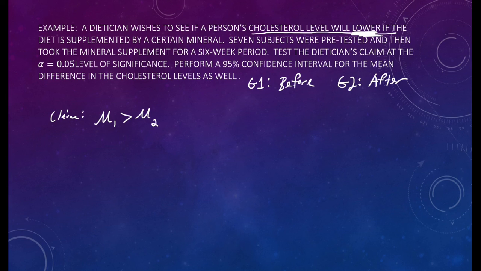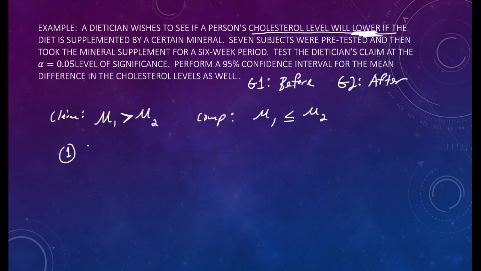A lot of students think the symbol should be less than because it says lower, but remember, the before group should have more cholesterol, and then after you take the supplement, it should be lower. So make sure the symbol is in the correct position, greater than, and that's why it's important to let the reader know which one's group 1 and which one's group 2. The complement is the opposite of the claim, and the opposite is mu1 is less than or equal to mu2.